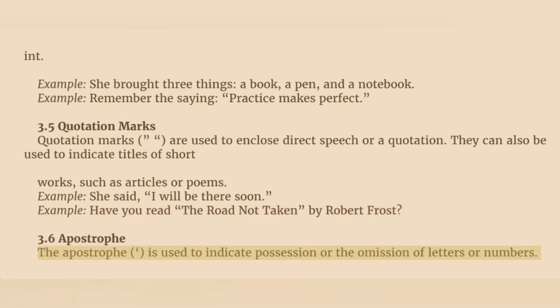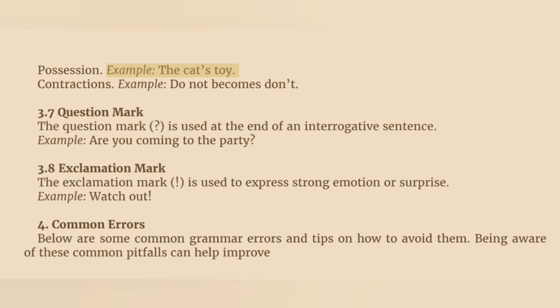3.6 Apostrophe. The apostrophe is used to indicate possession or the omission of letters or numbers. Possession. Example: The cat's toy. Contractions. Example: Do not becomes don't.